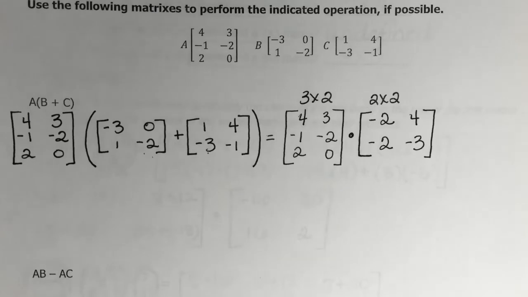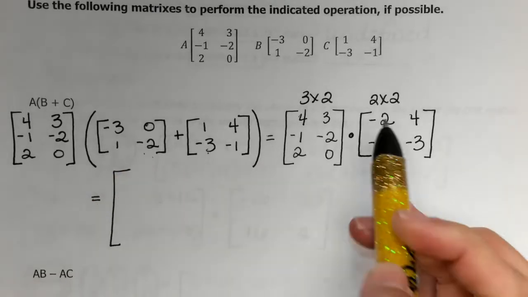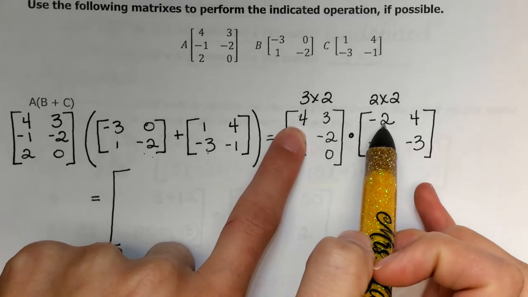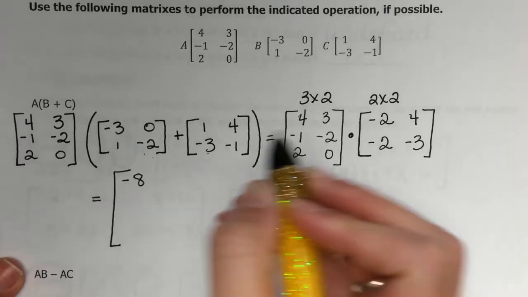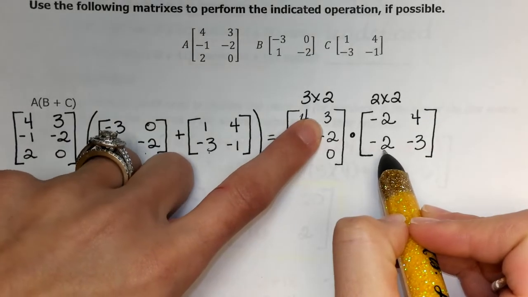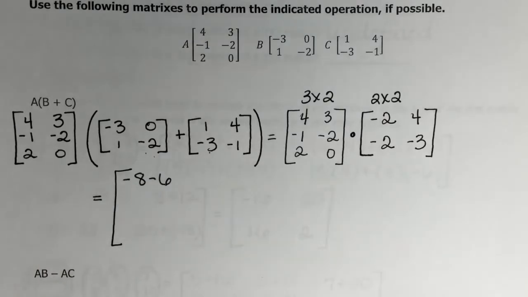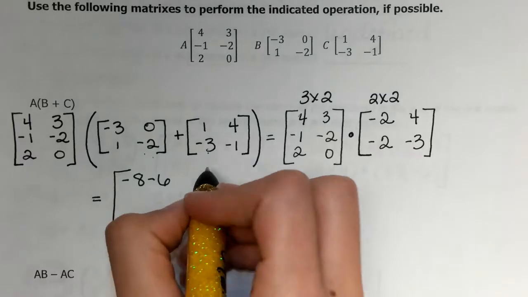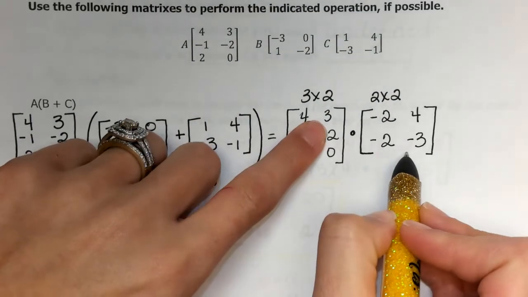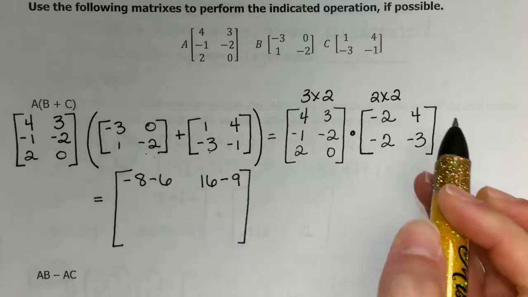Okay? So 4 times negative 2 is going to give me negative 8. And then I'm going to have a 3 and a negative 2, which gives me negative 6. Do I still need a circle for some of y'all? Or are we good? Okay. So then I'm going to do 4 and 4, which gives me 16. And 3 and negative 3, which gives me negative 9.